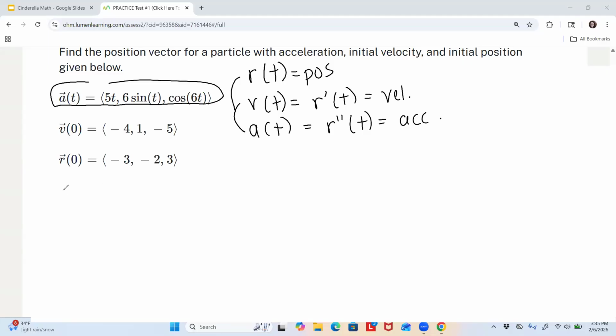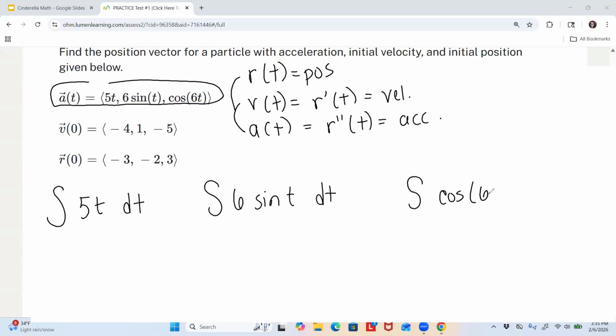Okay? Integrate 5t with respect to t. Integrate 6 sine t with respect to t. Integrate cos of 6t with respect to t. So do all that separately. This one's the easiest. You're just going to do 5t squared over 2 plus some constant, and let's call it constant 1 because there's 3 problems, right?